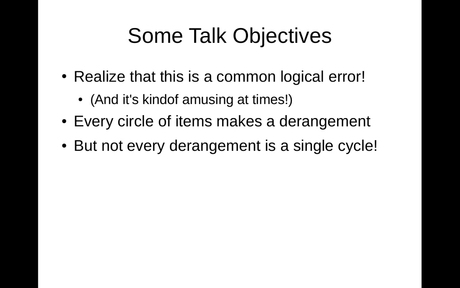Some of you already know what I'm going to say, but I wanted to make this clear, because one of the points of this talk is to realize that this is a common logical error, especially if you're dealing with non-mathematicians who don't want to think these through very carefully, and it's kind of amusing. If you make a circle of people, that will create a valid derangement, which is perfectly fine for most games. But not every derangement is a single cycle. And that's where the fallacy slips in, because a lot of people will assume that there's a single cycle, especially if they notice that there's a big cycle.